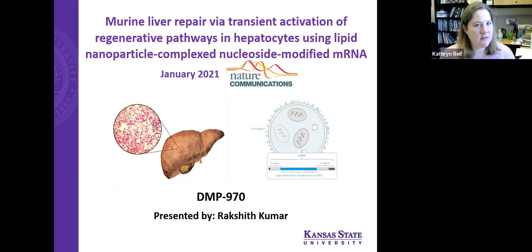Other questions? I think it's really interesting to see this mRNA potentially used as a therapeutic, in addition to obviously its usage to prepare vaccines for COVID and other infectious agents. So pretty neat.